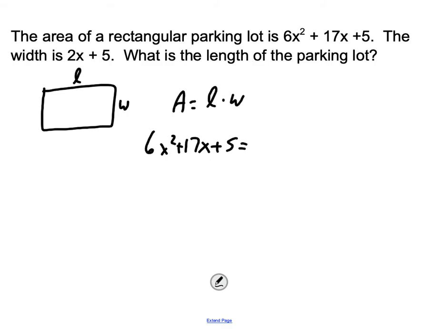So it's kind of nice because they started off here for us, so we can just put them in here. So we can think, how do I get 6x squared? 2x times what is 6x squared? It'd be a 3x. And then I can just think about this one here. How do I get 5? 5 times what gives me that 5? It'd be a 1. So then that would be my length.